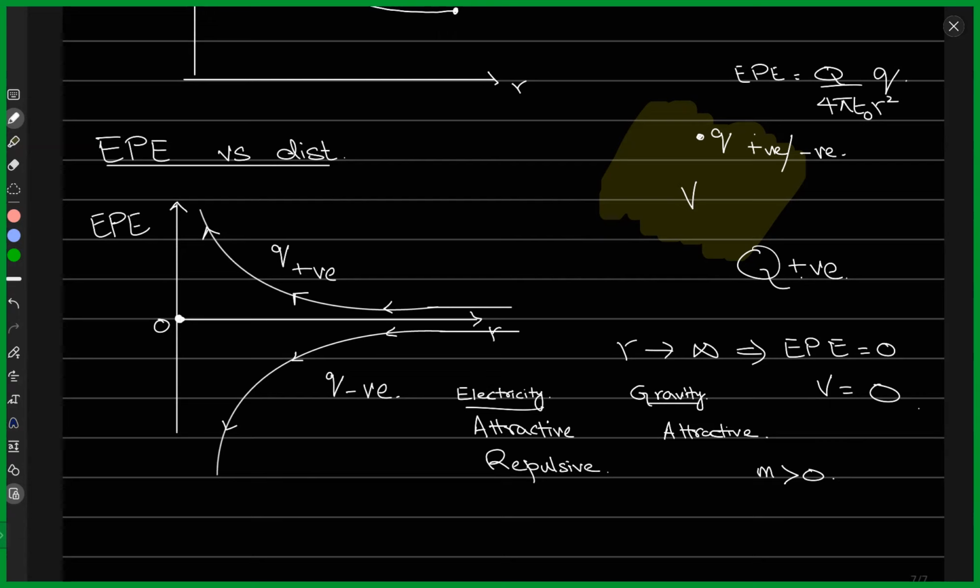The reason for me to talk about this thing was to help you understand why, taking R equals infinity, we say that the electrical potential energy is 0, right? And it's sensible simply because of this graph that we studied.